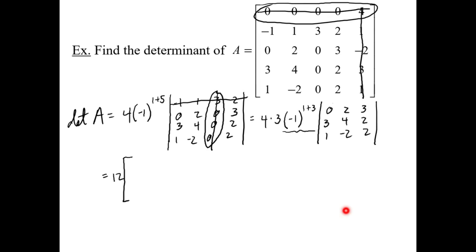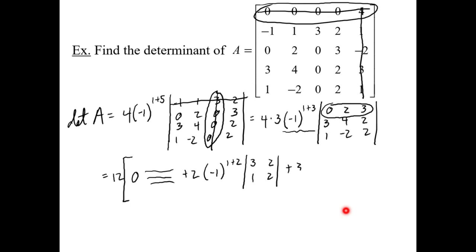Pick any row or column, doesn't matter. I'll just pick the top row because it's got the 0. So, who cares what the 0 multiplies by? Plus 2 times -1 to the 1 plus 2 power because it's in row 1, column 2, times the smaller matrix where we remove the row and the column. 3, 2, 1, 2. Plus 3 times -1 to the 1 plus 3 power. Smaller matrix, if we remove row 1 and column 3, would be 3, 4, 1, -2.